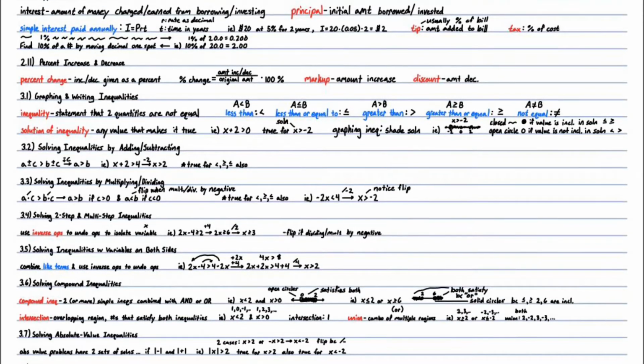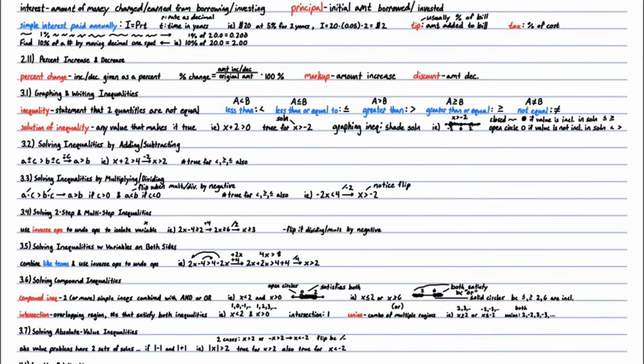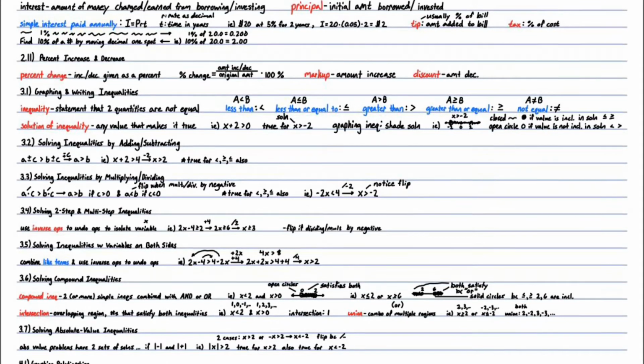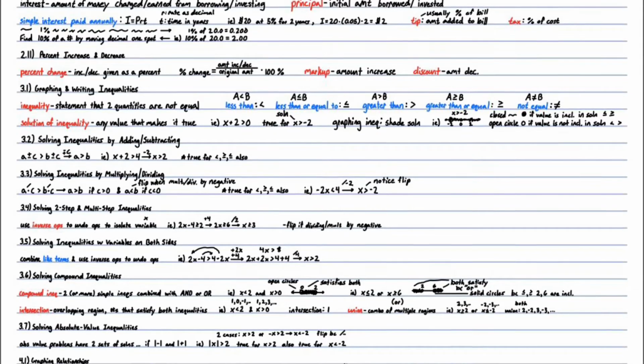Percent increase and decrease. Percent change is the increase or decrease given as a percent of the original number. Percent change equals amount increase or decrease divided by the original amount times 100%. A markup is an amount increase. A discount is an amount decrease.